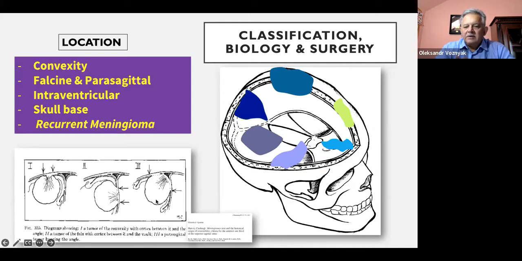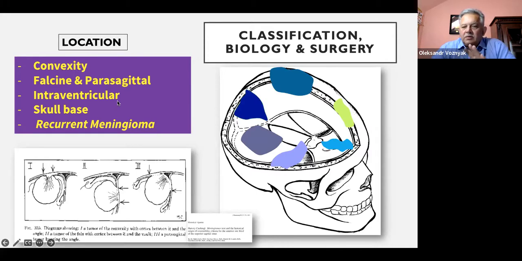And there is a group of tumors which are located at the so-called convexity falx angle. These tumors are the most challenging for neurosurgery because usually they invade the wall of the sagittal sinus, and the radical removal is quite difficult.